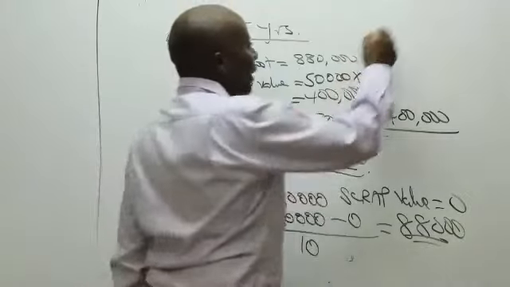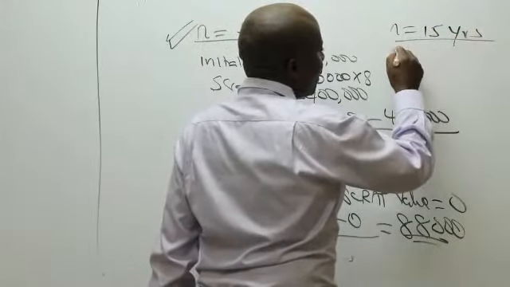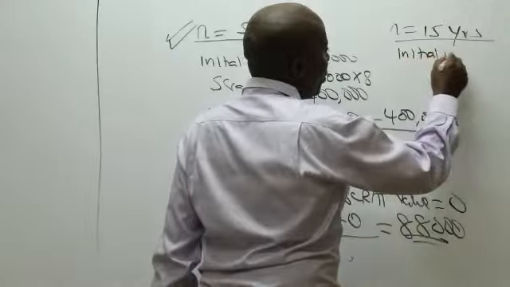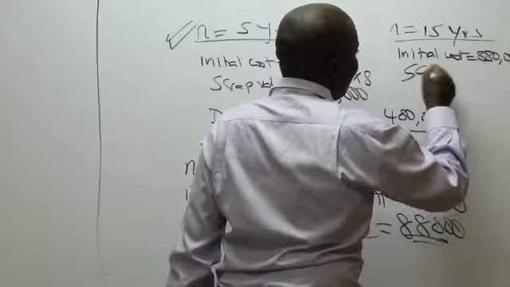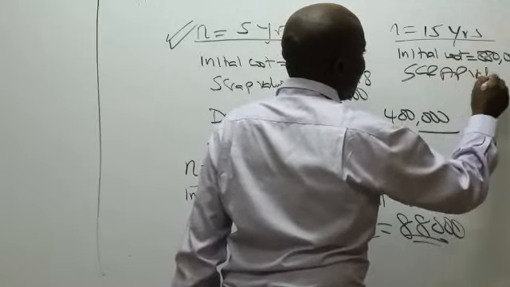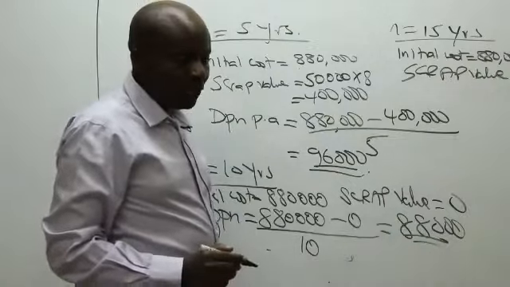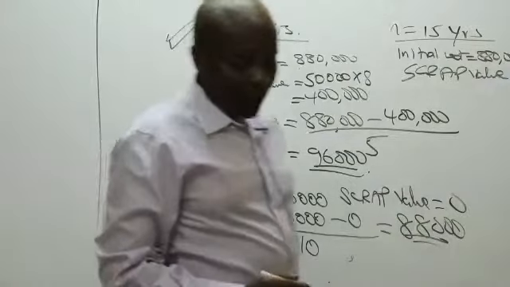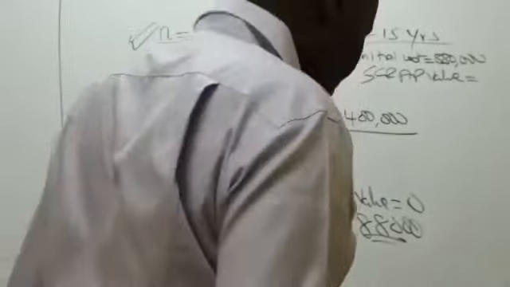Now from there, we have the last N, which is 15 years, the one you guys were talking about. Still the initial cost here will be 880,000. How about the scrap value when N is 15 years? The scrap value when N is 15 years will be how much? Somebody talk to me tonight. You have to talk to me.